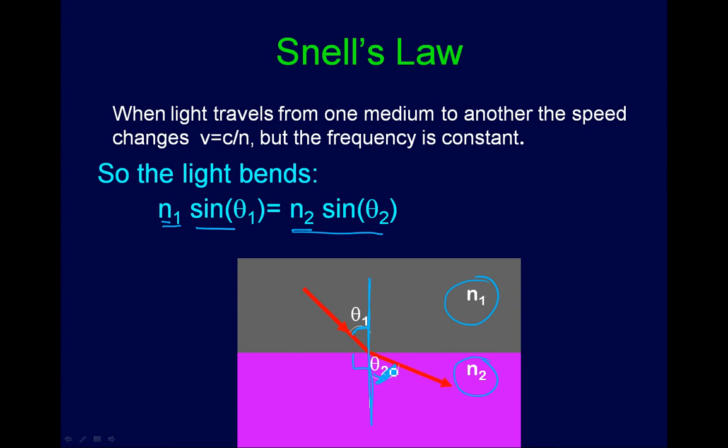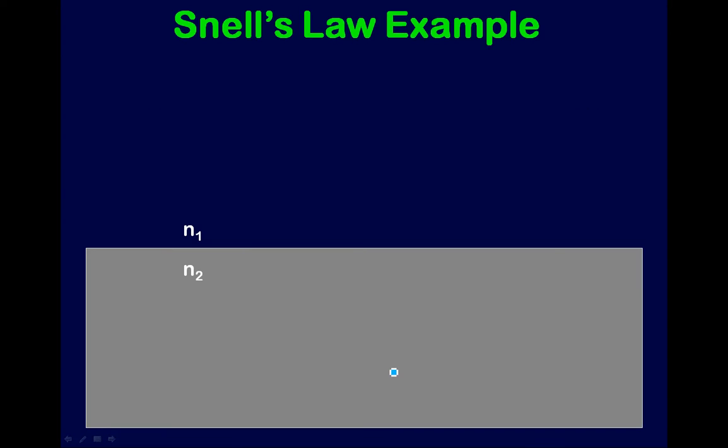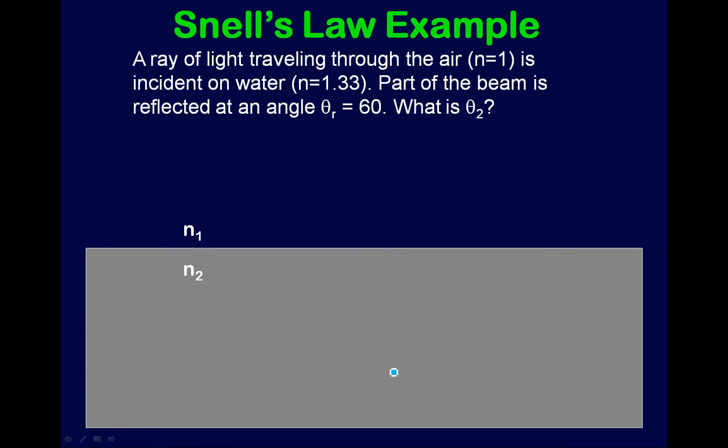Books and things love to switch up that angle. Now here's an example of Snell's law. A ray of light traveling through the air is incident on water, and so the two n values are given. Part of the beam is reflected.